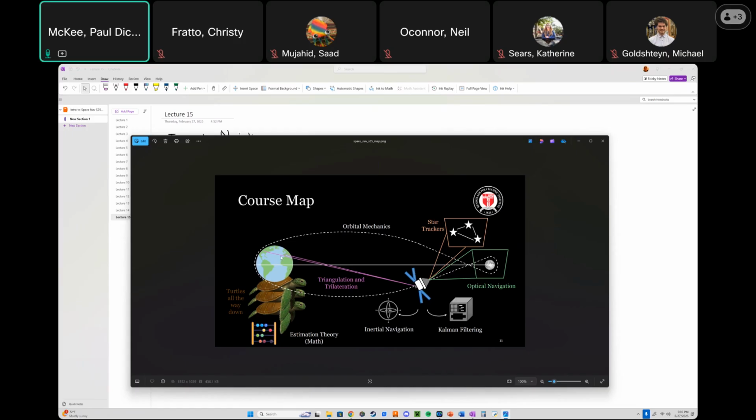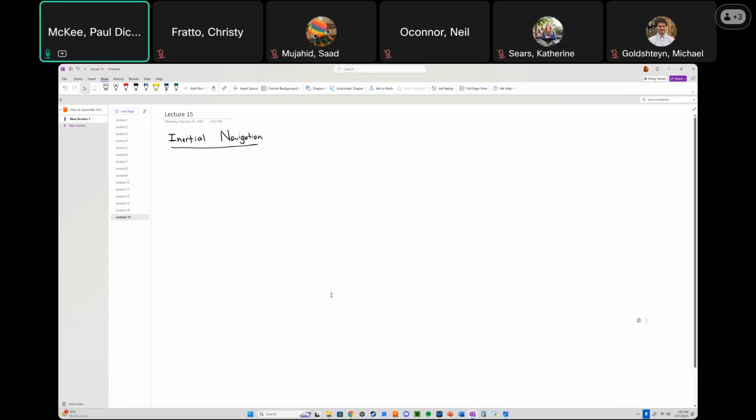By contrast, triangulation and trilateration is something that involves the Earth, right? Either you're taking Earth measurements of the spacecraft or spacecraft measurements of somebody on the Earth, so it's Earth to space, space to ground, ground to space, that sort of thing. Now we're beginning to talk about autonomous navigation, so entirely on board the spacecraft.